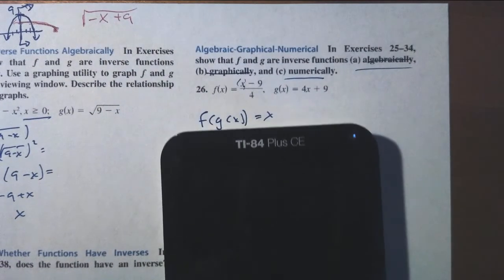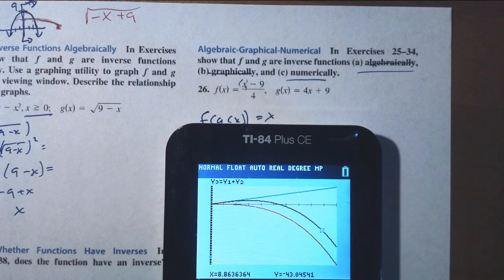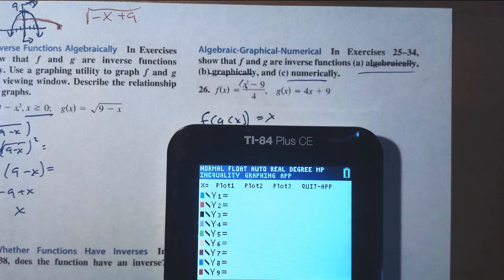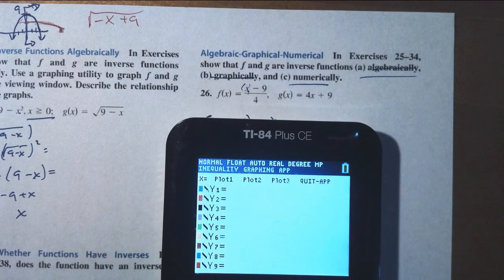Okay, let's take a look at this numerically. I'm going to clear this one out. Let's go into y equals, clear, clear, clear. And let's go ahead and enter that first function: quantity x minus 9 divided by 4. And for the second graph, 4x plus 9.